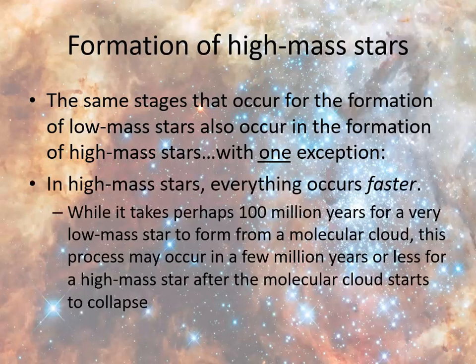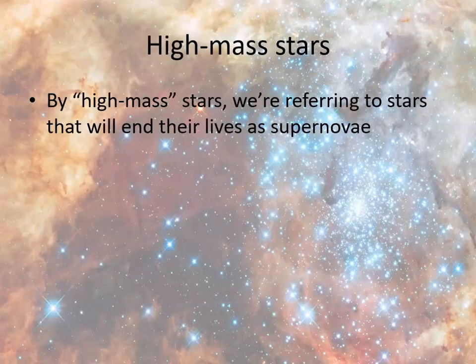In fact, it might take 100 million years for a low mass star to form out of a giant molecular cloud, but for a high mass star under greater gravity, that can happen in just a few million years or less. In fact, as we're going to discover, the high mass stars in a giant molecular cloud will often form, go through their stages of evolution, and explode before the low mass stars even finish forming.